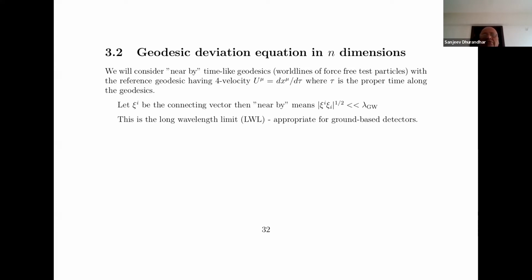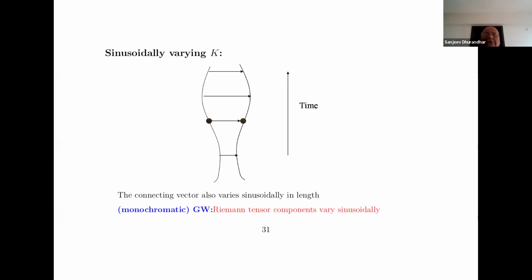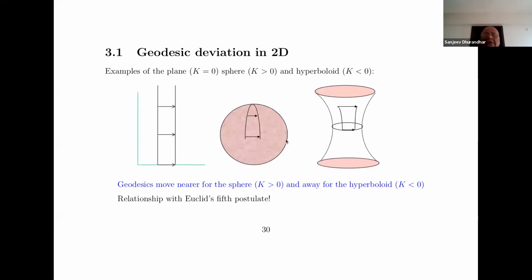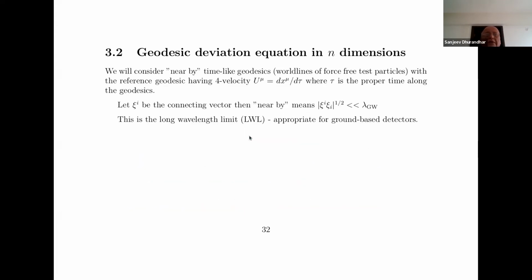Small compared to the curvature of the space time. So in this case, if you went back to the sphere, the curvature is given by 1 over r square, so that defines the scale to be the radius of the sphere. So if you take the geodesics nearby, then you are satisfying xi much less than r. If you take the distance between the geodesics, then that is nearby.